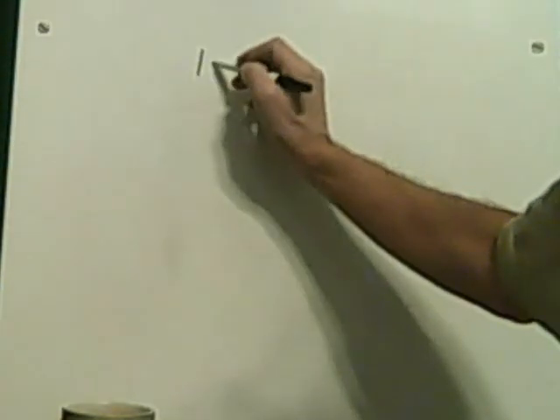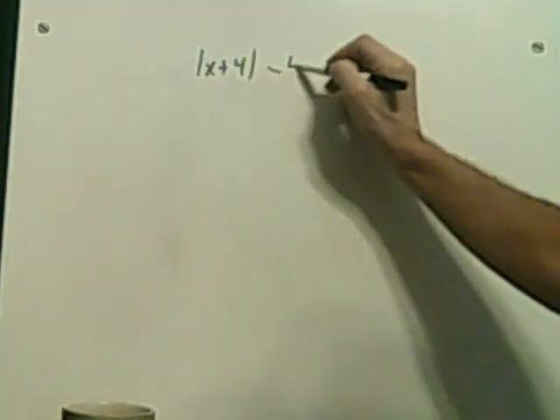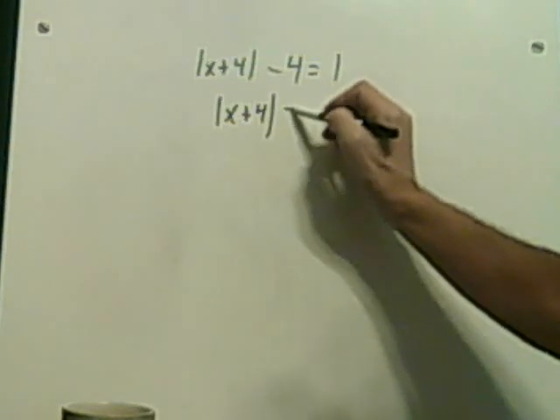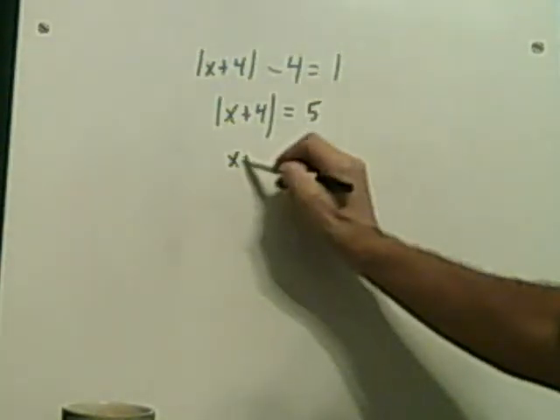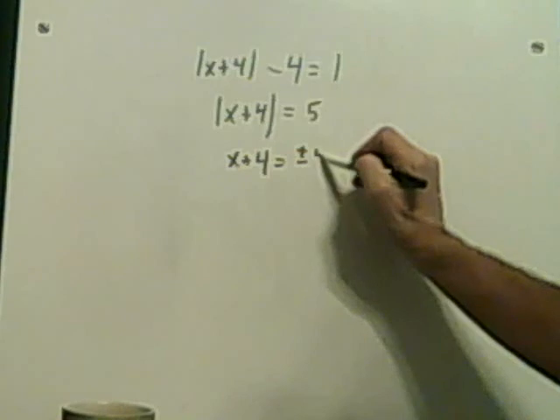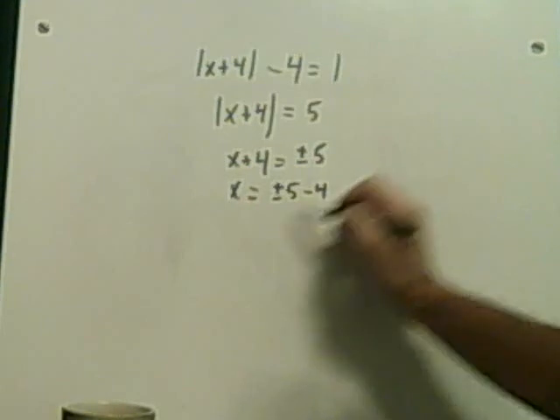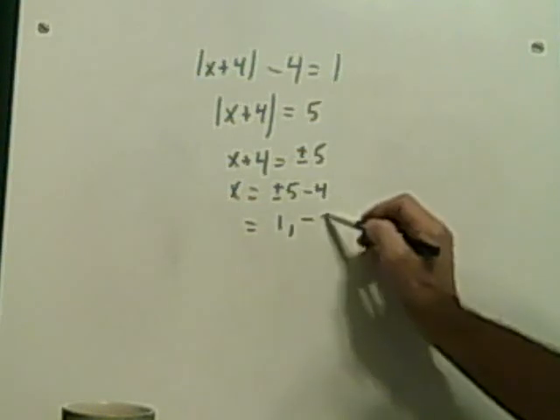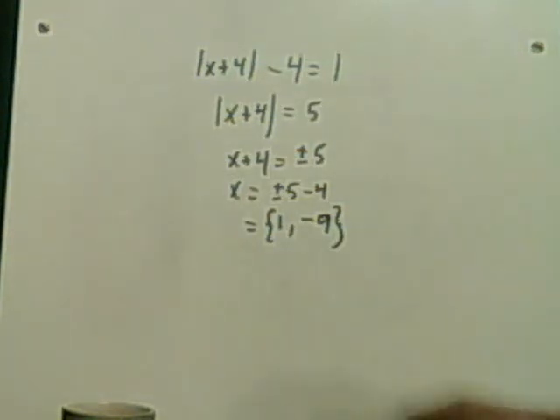Okay, the absolute value of x plus 4, minus 4 equals 1. Or the absolute value of x plus 4 is equal to 5. Okay? Or x plus 4 is equal to plus or minus 5. Or x is equal to plus or minus 5 minus 4, which gives two answers. One is the plus 1, and the other one is negative 9. Okay?